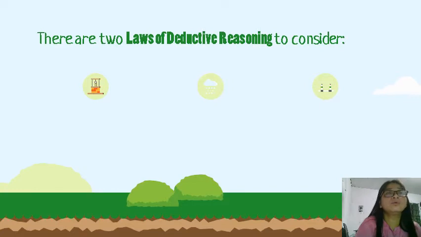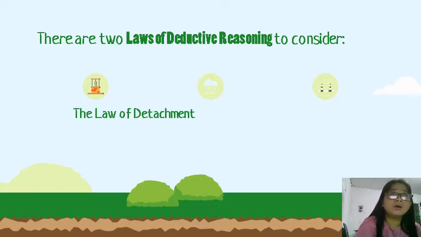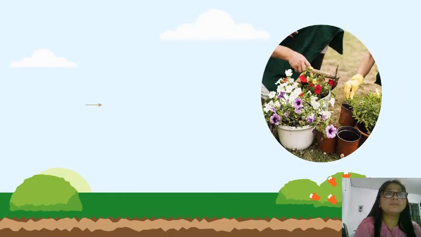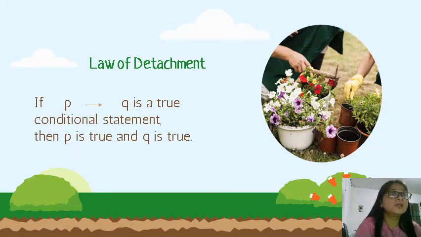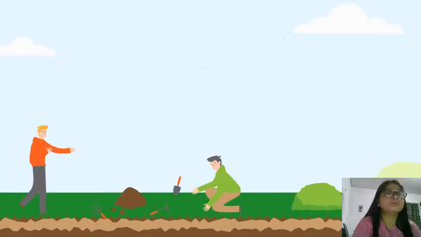There are two laws of deductive reasoning. Number one is the law of detachment, and then the law of syllogism. For the law of detachment, if P implies Q is a true conditional statement, then P is true and Q is true. Again, if P implies Q is a true conditional statement, then P is true and Q is true.